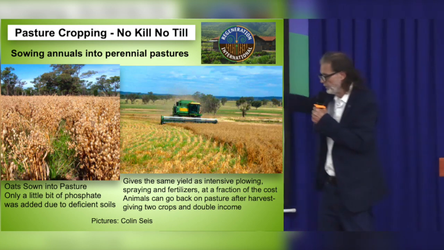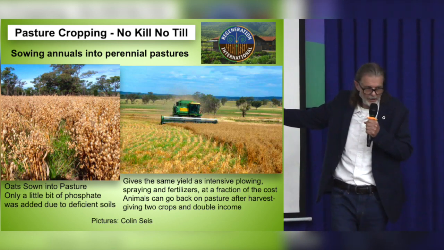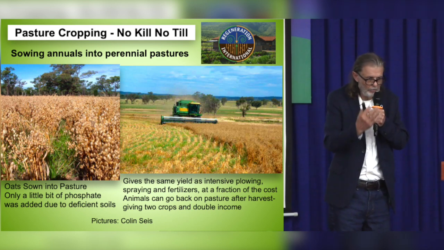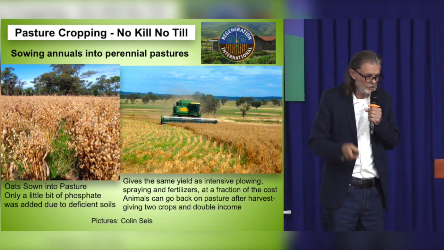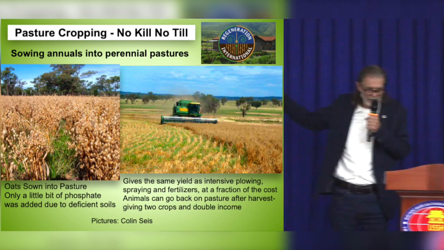He gets the same yield as his neighbours in oats, but when he takes the oats off now, he can put his sheep back on, so he now gets double the income. He gets the income from the oats, income from the sheep. He makes it, and his costs are much less.